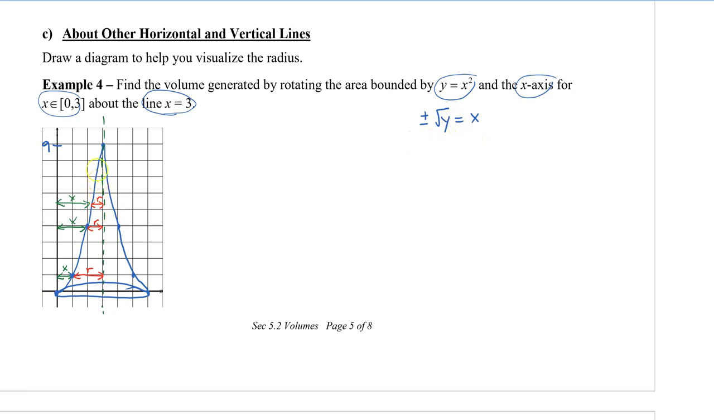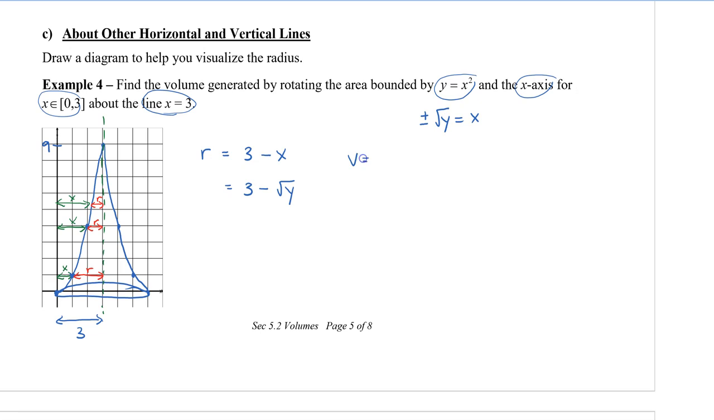So we're going to take the positive root y, because this is what this side of the function is. So if this x here is equal to root y, but I also know that the distance from here to here is 3, then the radius is going to equal 3 minus x. And this is helpful to now rewrite this as 3 minus x is root y.